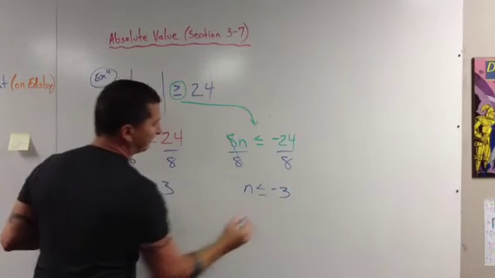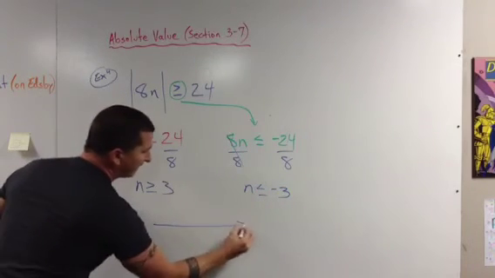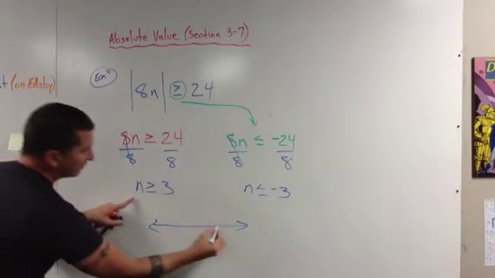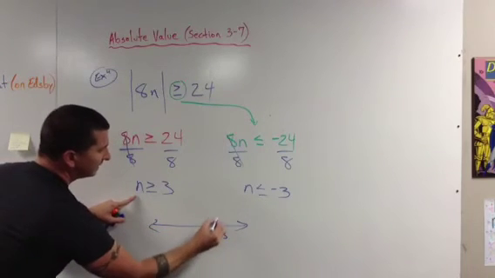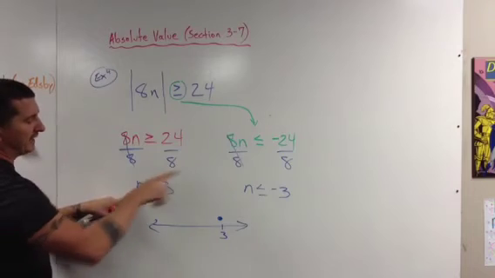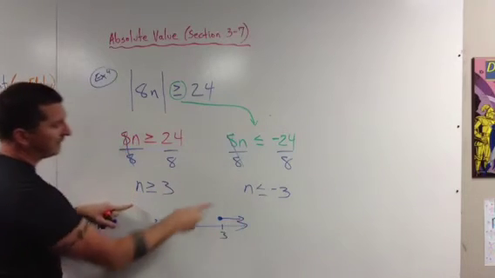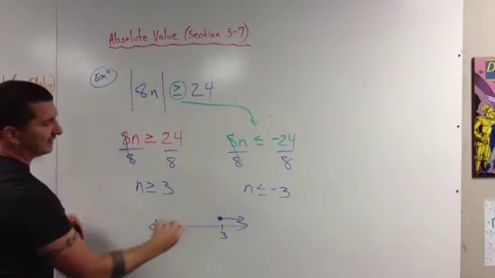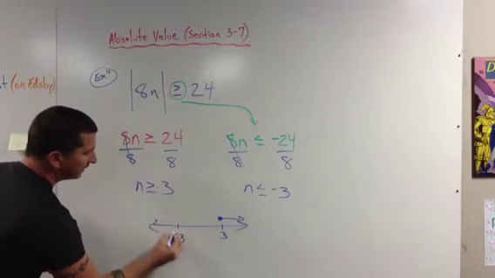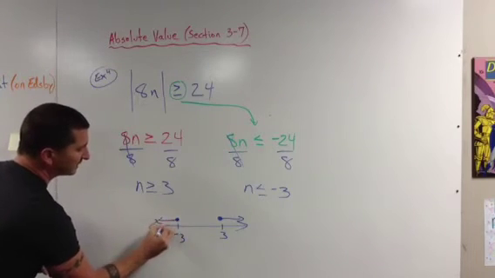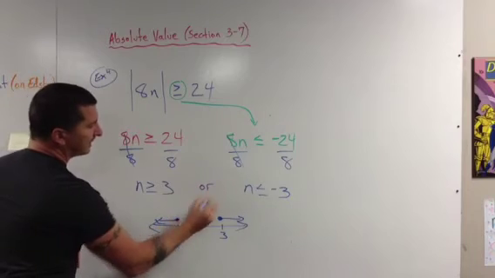And if we graph this, n is greater than or equal to 3. Here's 3, closed circle. It's greater than, so it's going to the right. And on this one over here, we have n is less than or equal to -3. It's closed circle, going this way. So this is one of those OR statements.